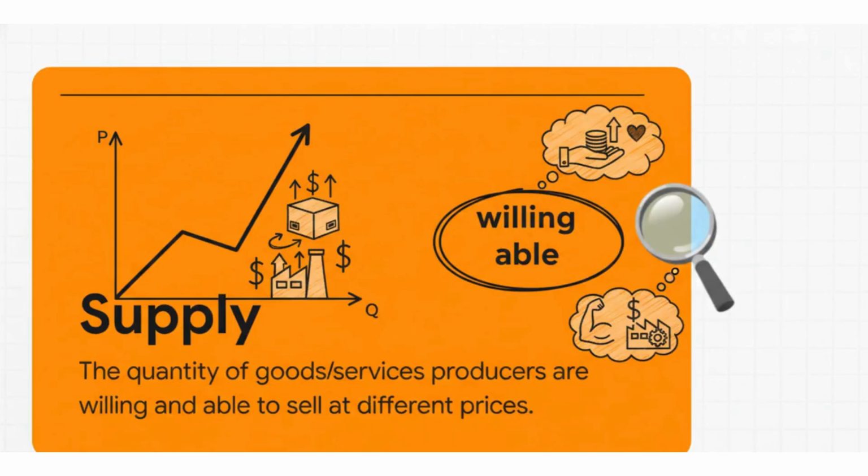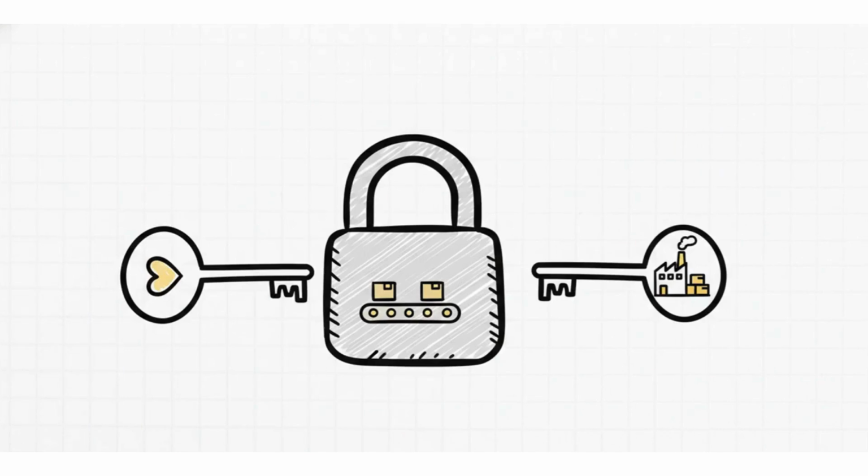Okay, so here it is, the official textbook definition. And yeah, at first glance, it seems pretty simple. But the real magic, the secret sauce, is hiding in just two little words: willing and able. Seriously, these two words are everything. Think of them like two separate keys you need to start a car. It's not enough to just have something to sell. You've also got to consider the seller's motivation and their actual physical ability to get it to you. Both parts of that equation are absolutely crucial.